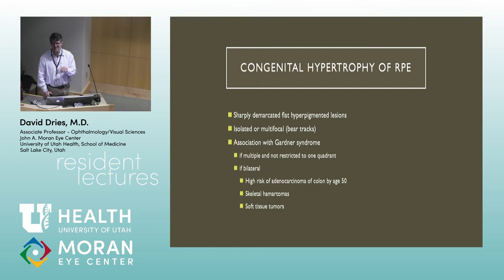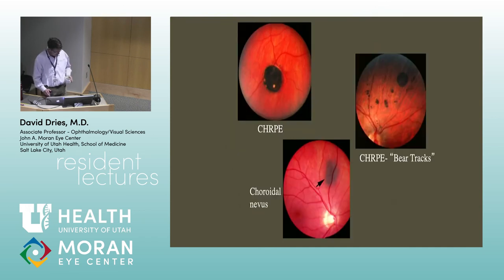Familial adenomatous polyposis, is that it? Okay, I got it. So it's a big deal, you know? They need screening colonoscopies and save a life with an eye exam. That's what I say. Here's what it looks like. Here's one isolated chirpy. By the way, there's a choroidal nevus, kind of fuzzy edges, just for comparison. And so-called bear tracts when they're multiple.